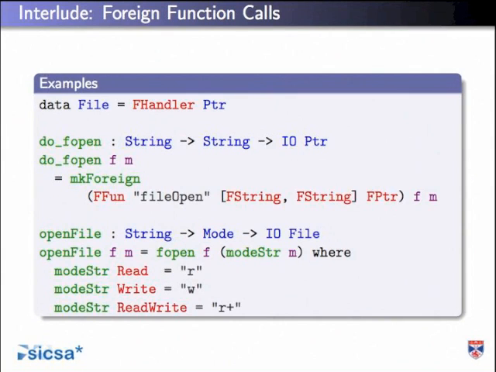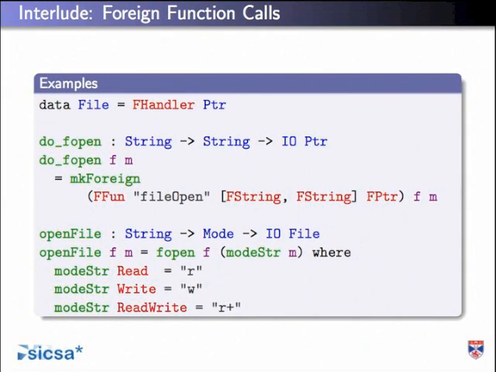So a more complicated one is if we're dealing with files. A file is just some file handle and then a pointer. This is a pointer that we get from C. So to open a file, we have this raw function that just returns the pointer. It calls file open with a string and another string for the mode in which we're going to open the file, and returns some pointer. And then we have this little wrapper, open file, that takes a mode, a higher level description of the file access mode, which could be read, write, or read-write.